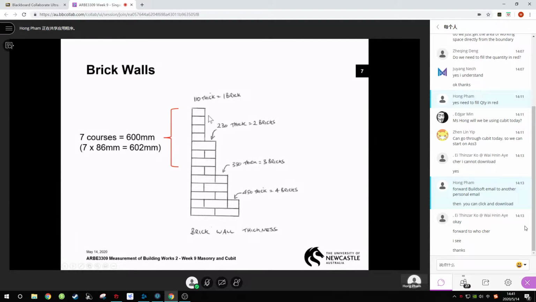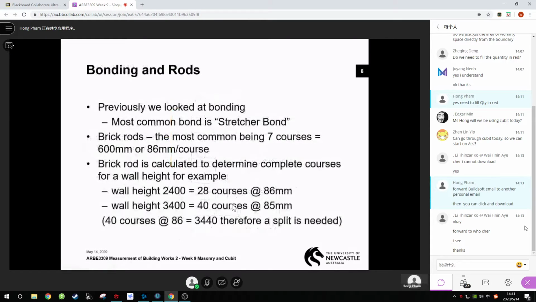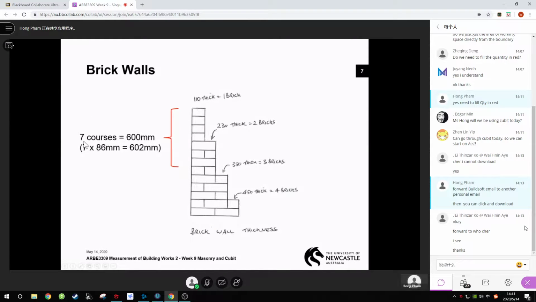Brick walls here, I got 110 thick. This is one brick wall. This is a cross-section view. This is 230 thick, two brick walls. And this is 350 thick, 3 brick. 450 thick, 4 brick. Here you go, 7 courses, about 600.